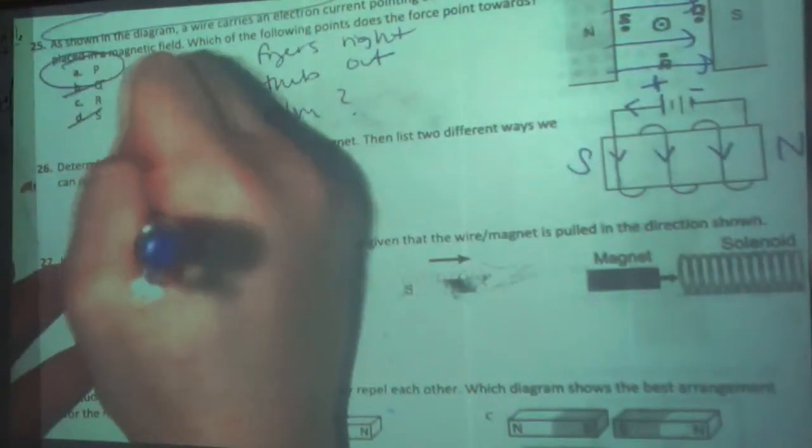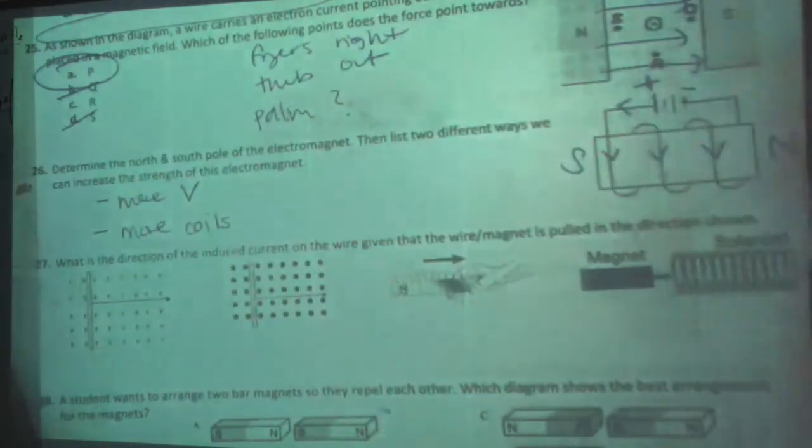And two ways to increase the strength. One, we could have more voltage or more batteries. The second is we could add more coils, like more turns or loops of wire.